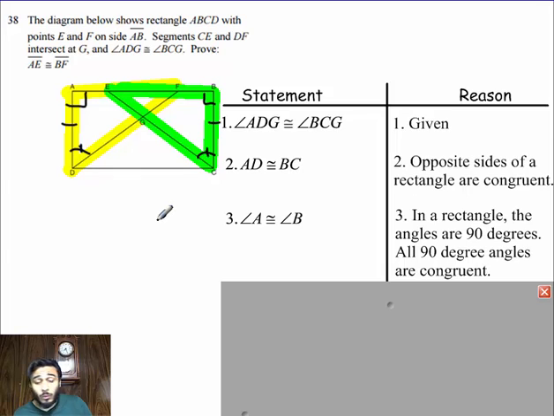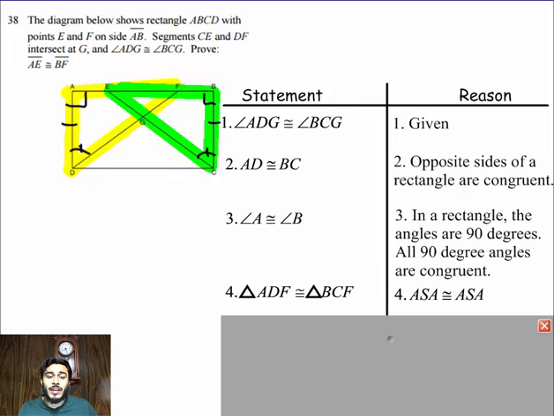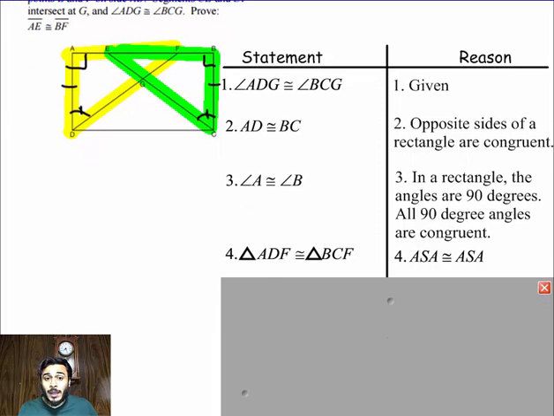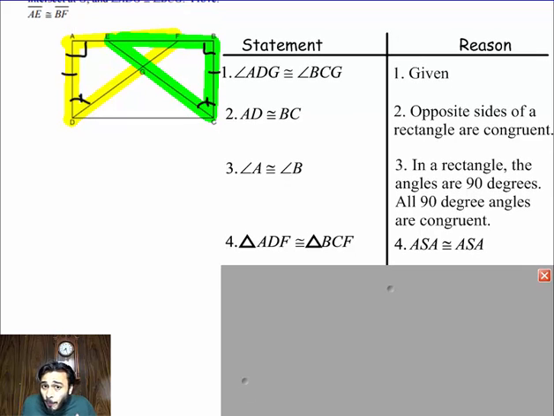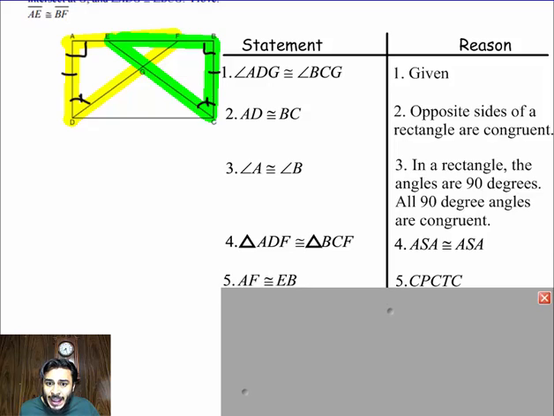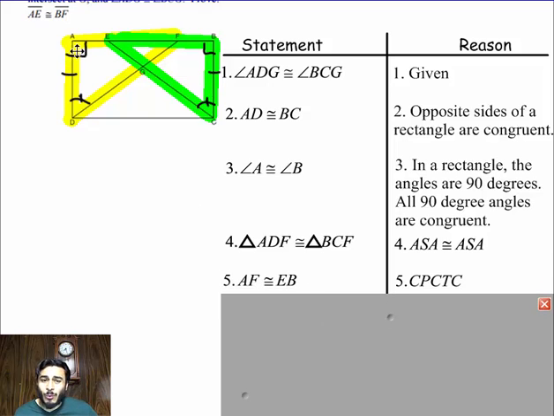Okay, so then once I've done that, I can go on to say that the triangles are congruent by angle, side, angle. So it's angle, side, angle, congruent to angle, side, angle. Okay, all right, let's keep going. Now, the whole point of that, the reason why I did that is because I want to say that AF is congruent to EB. So I wanted to say AF is congruent to EB by CPCTC, right? So CPCTC always comes after you prove the triangle is congruent.